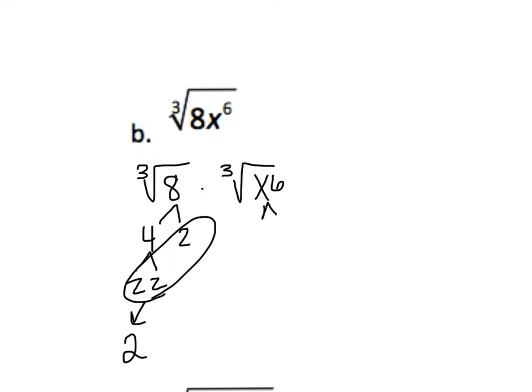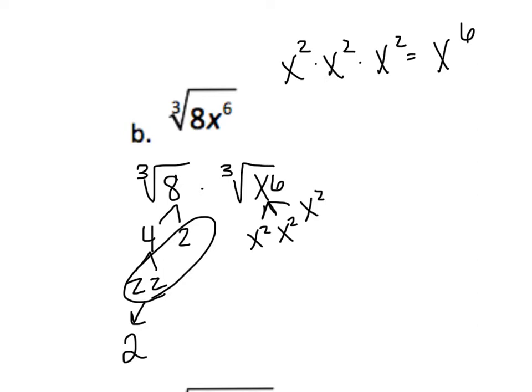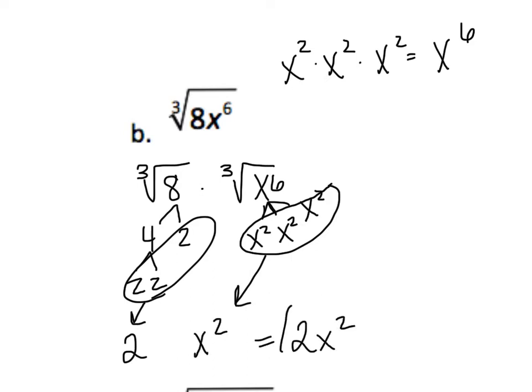x to the 6th can be broken down into x squared times x squared times x squared. Because remember, if you're multiplying these numbers to those variables together, all you're going to do to simplify it is add the exponents. So that does get us back to x to the 6th. So now I have a group of the same term. They can also come out. And your answer is 2x to the 2nd because nothing is left over for the roots.